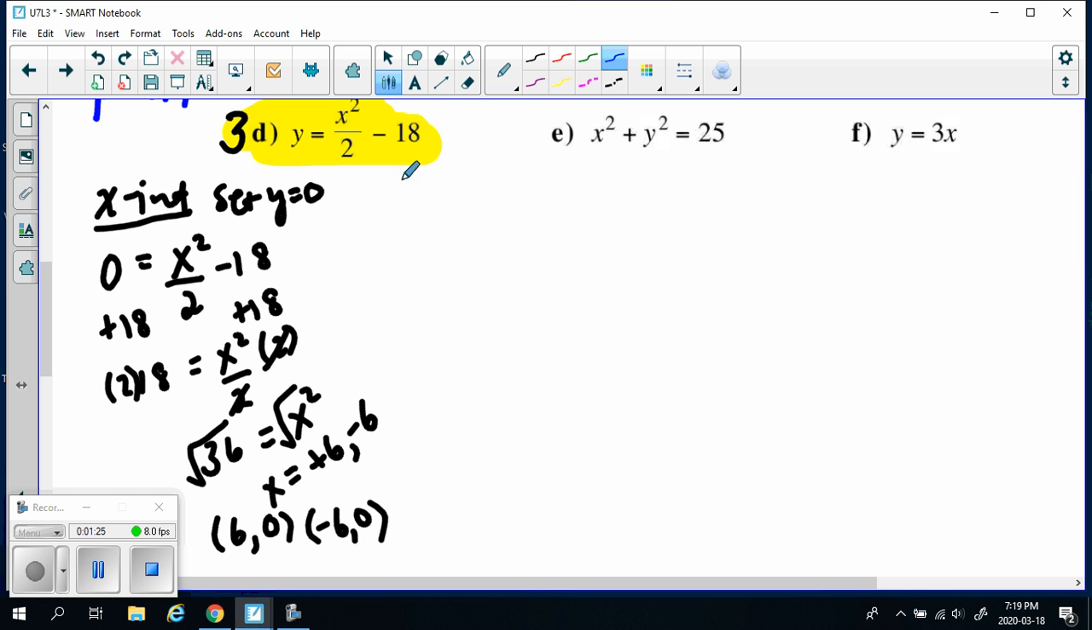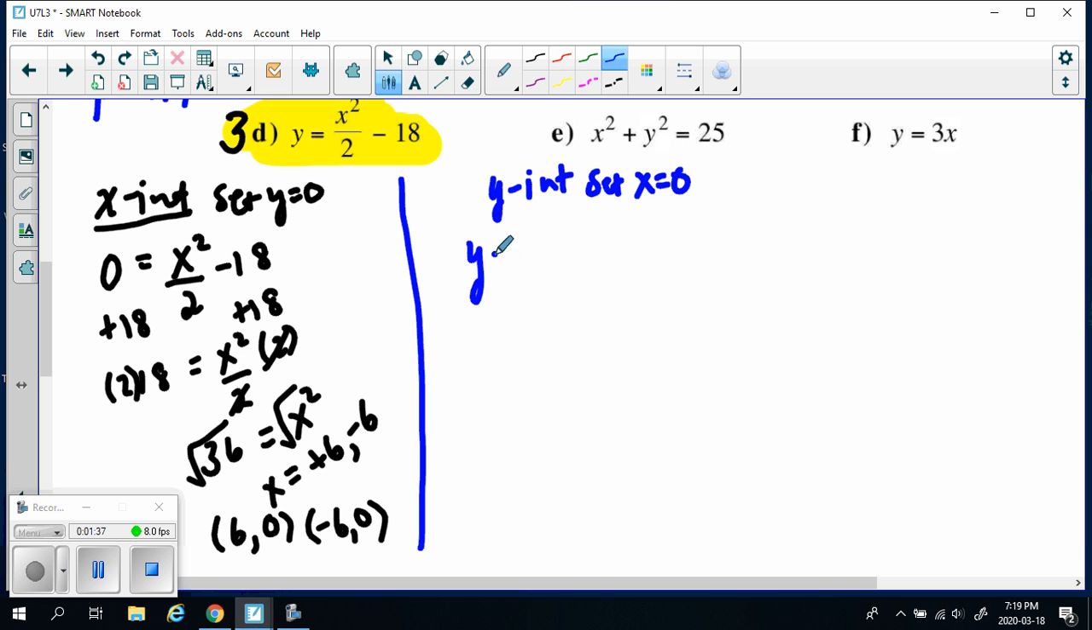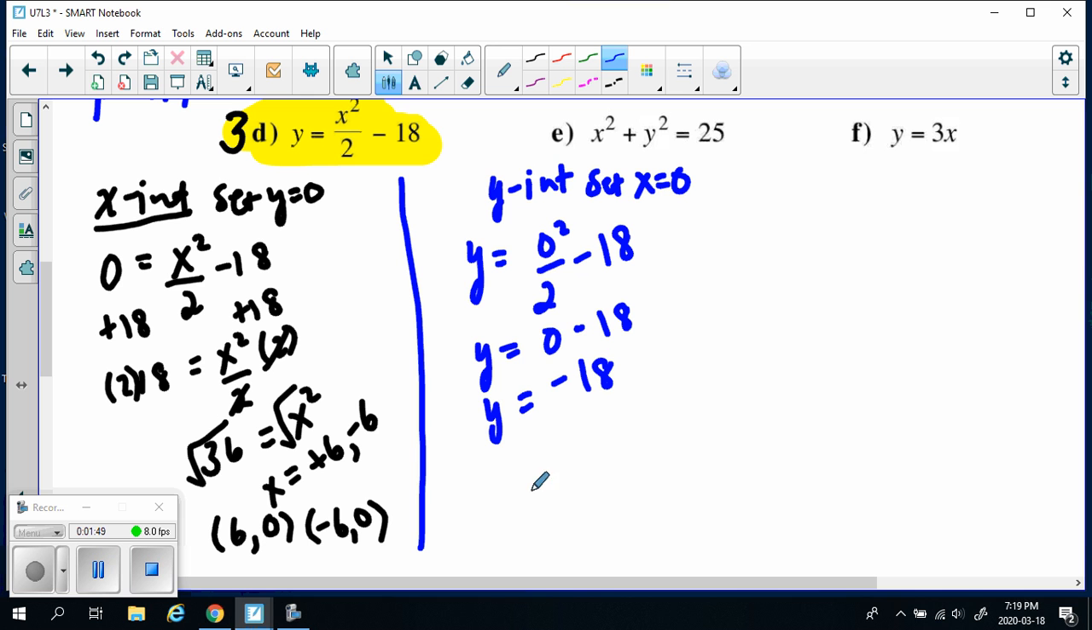What about the y-intercept? For the y-intercept, we're going to set x equals 0. So we have y is equal to 0 squared over 2 minus 18. So that's just 0 minus 18, which is negative 18. And make sure when you state your coordinates that you do this correctly. The x-coordinate is 0. The y-coordinate is negative 18. So that is your y-intercept.